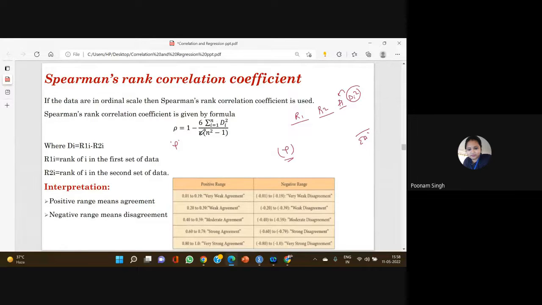strength of the monotonic relationship between paired data. Its interpretation is the same as that of Pearson one: positively correlated, high, moderate, weak, very weak. So this is how you can do it. In the positive range, 0.80 to 1 is very strong agreement, then moderate, weak, and very weak agreement. So if your value of rho lies in any of these ranges, you can interpret it accordingly.